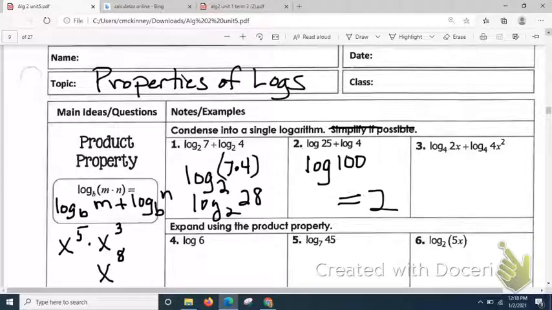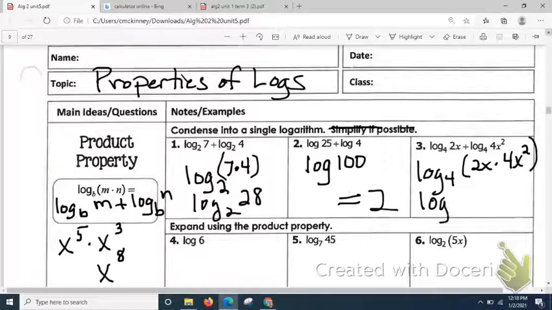So in number 3, again, if I'm condensing this, then that's going to be log base 4. And then these things are going to get multiplied together, 2x times 4x squared. So then that becomes log base 4 of 8x to the 3rd power. And then oftentimes you'll still see that in parentheses. The parentheses there are to make sure that we know we're taking the log of that entire thing, not the log of 8 and then multiplying times x to the 3rd.